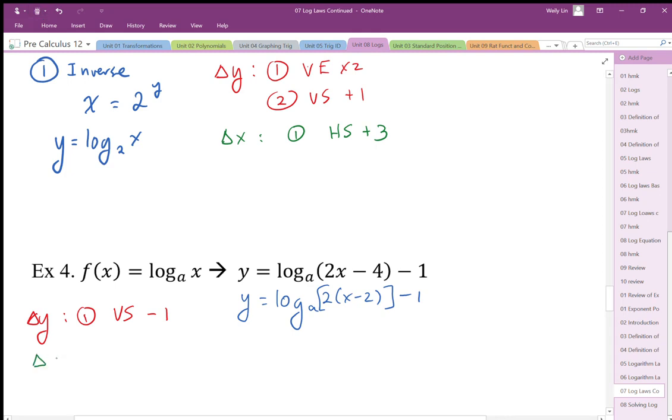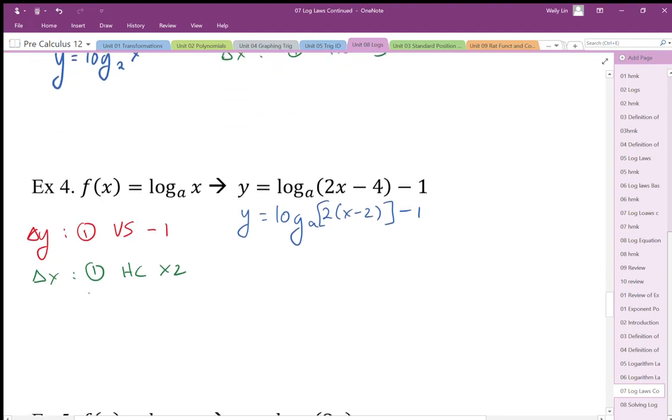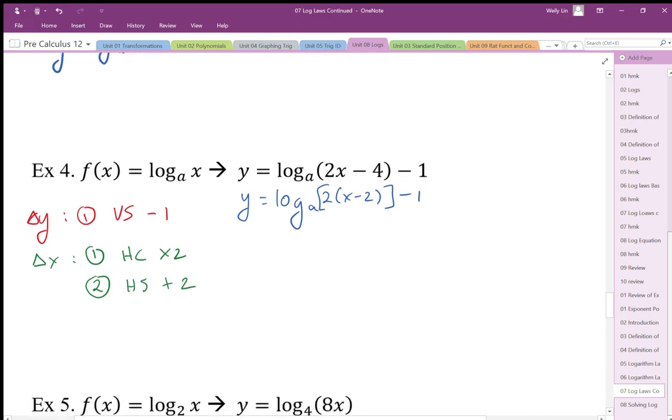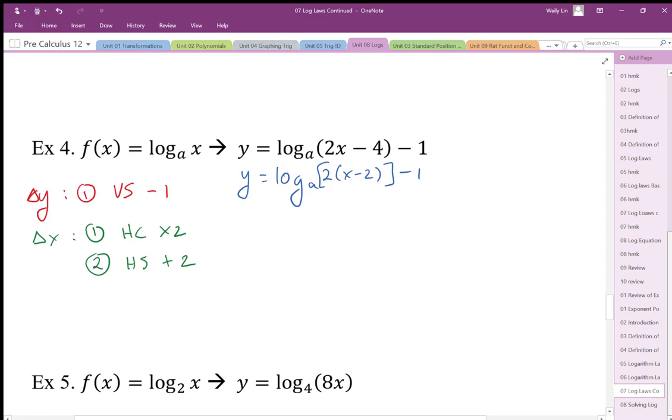My change in x is a horizontal compression by 2. That's a compression first. Factored form is always compression first, and then secondly it's going to be a horizontal shift plus 2. So there it is: a horizontal compression, then a horizontal shift.